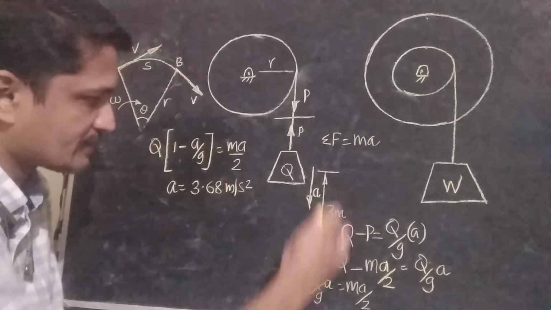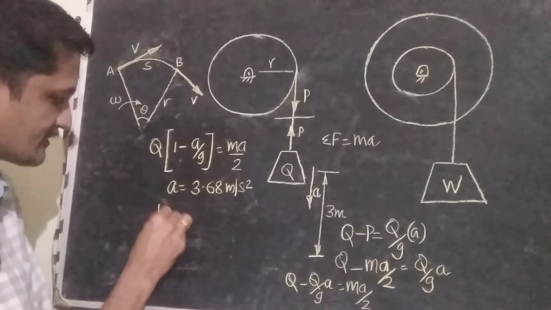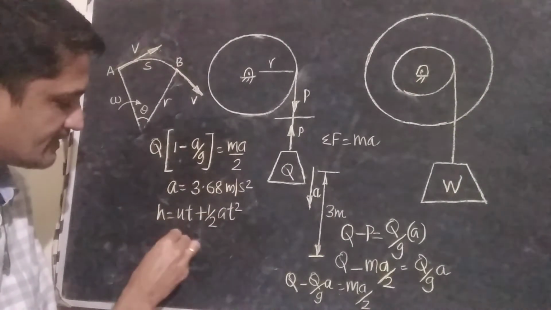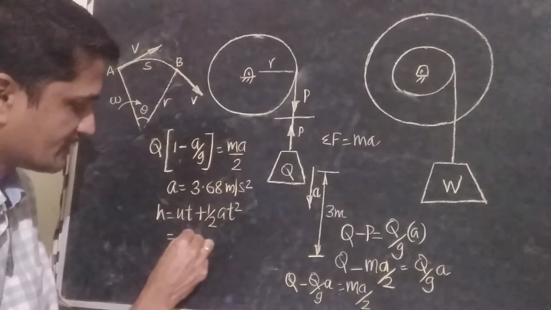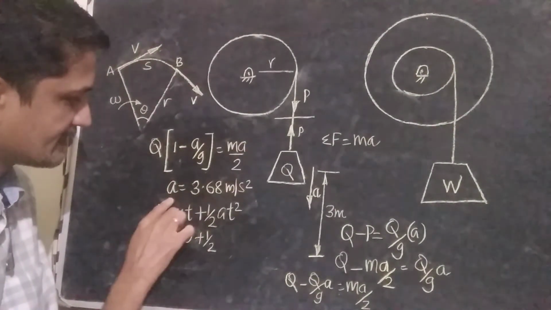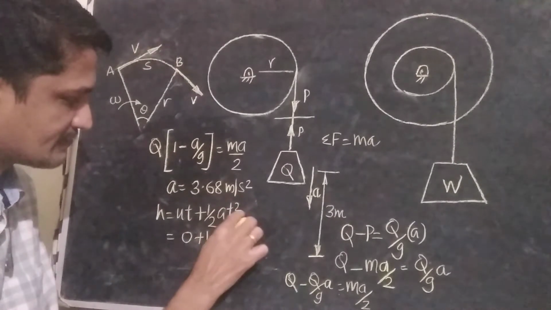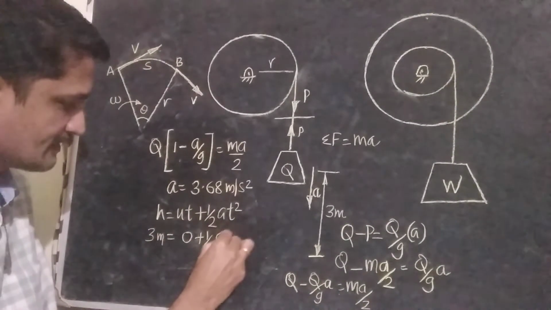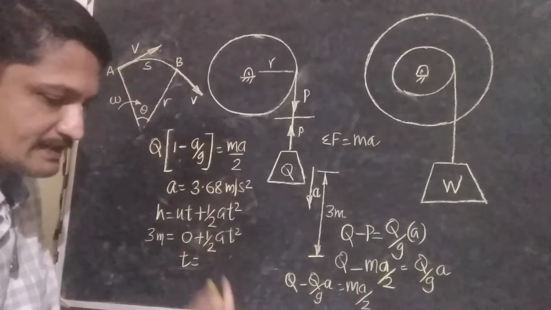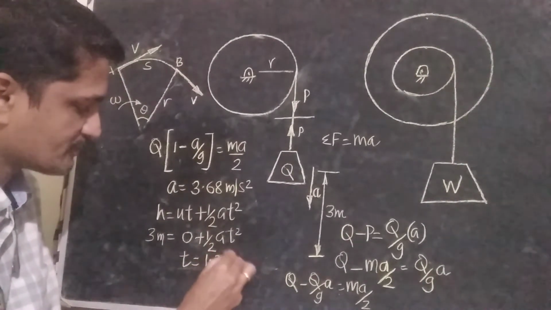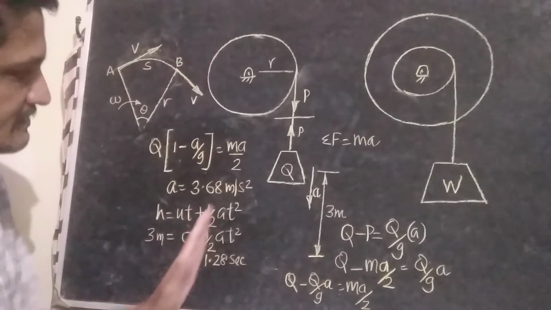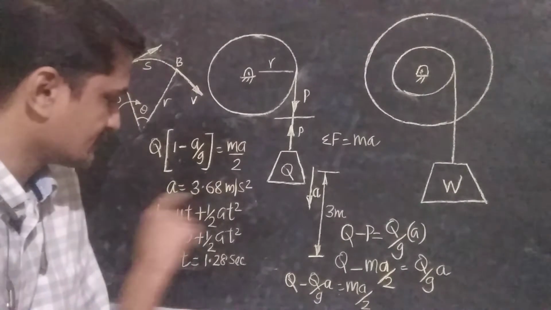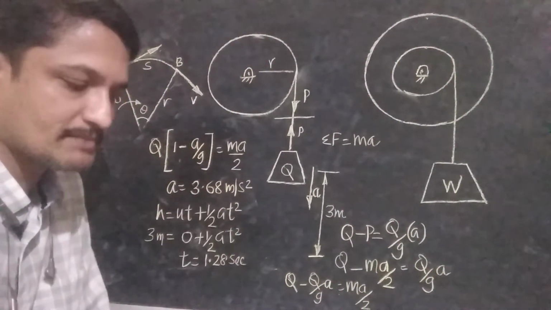Then this displacement h is equal to ut plus half at square. Here initially the object is at rest, that means ut is equal to 0, plus half into a, which is 3.68, into t square. We can find out this t by applying h is equal to 3 meter, then t is equal to 1.28 seconds. This is the final answer of this particular problem: t is equal to 1.28 seconds, and the linear acceleration is equal to 3.68 meter per second square.